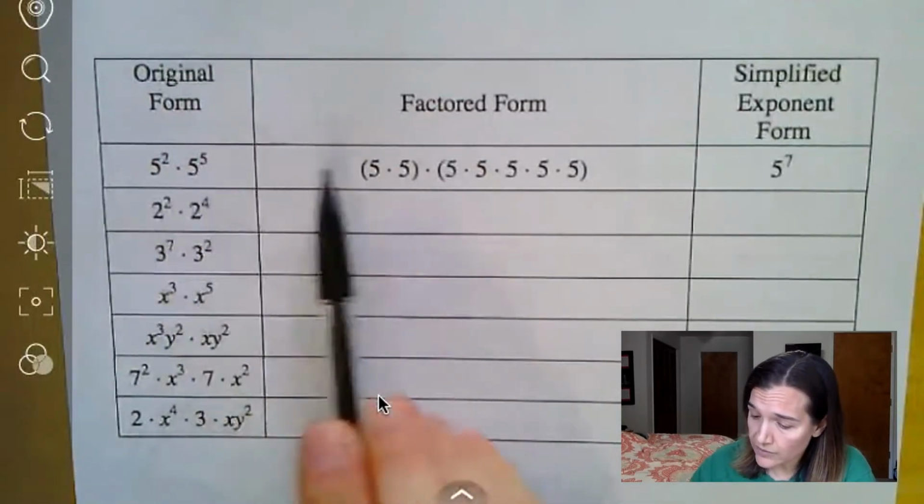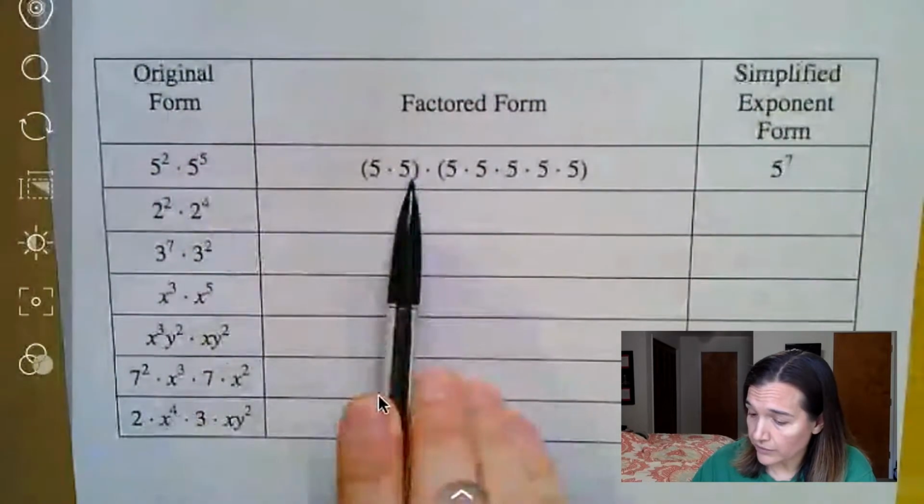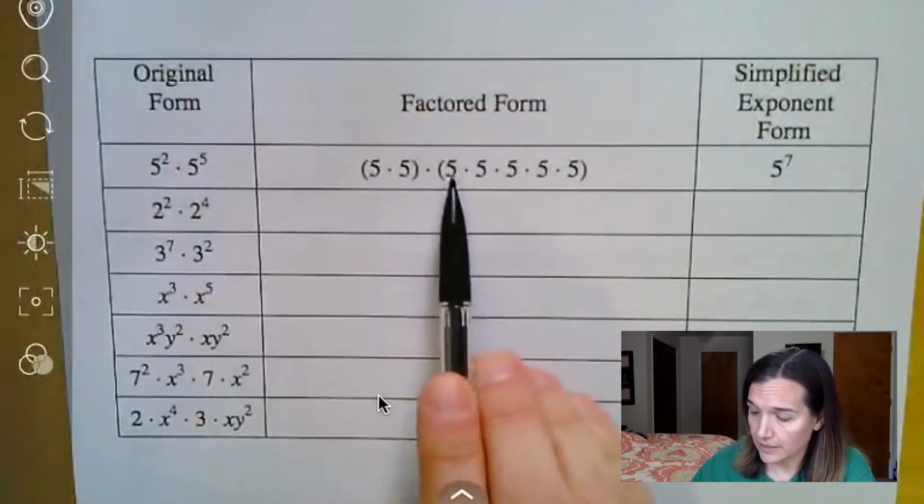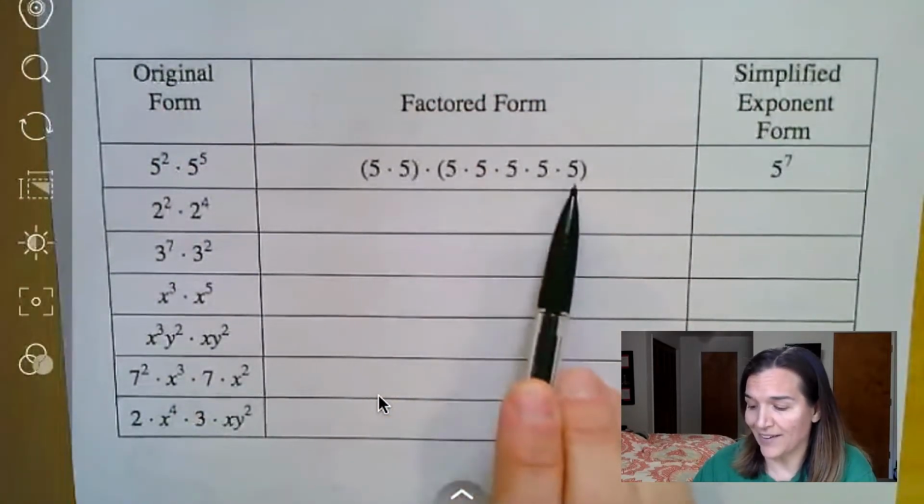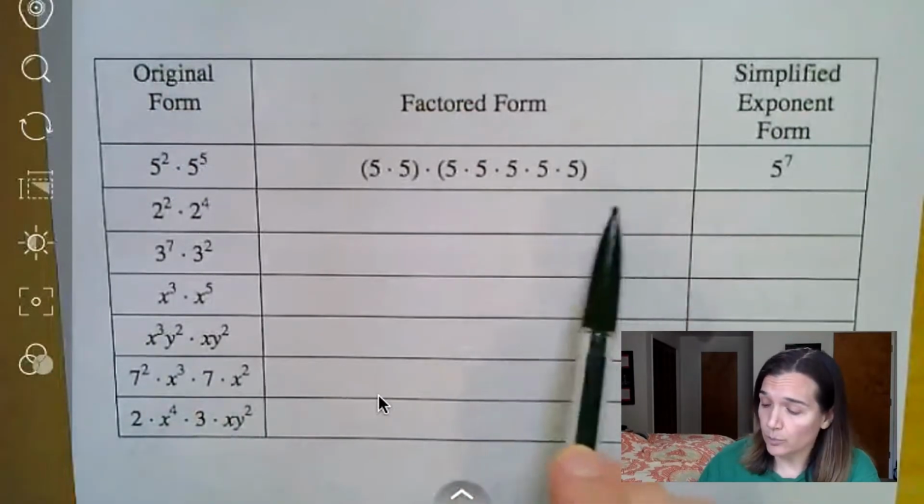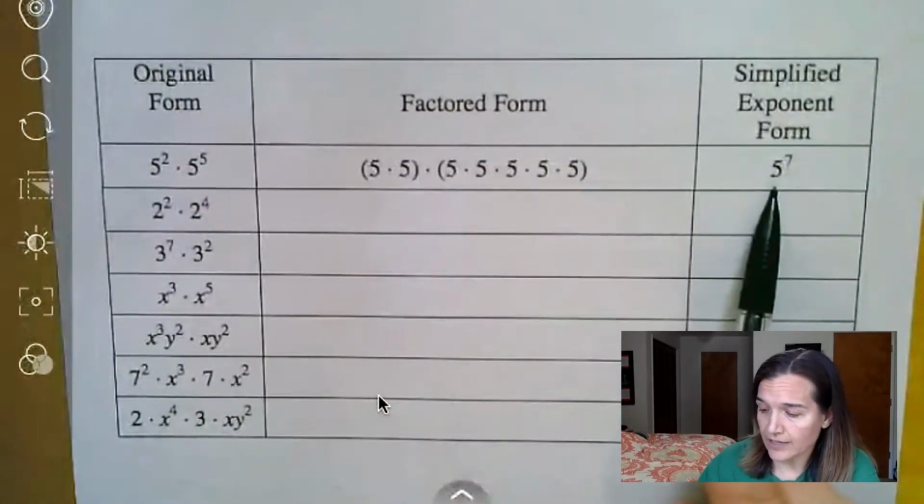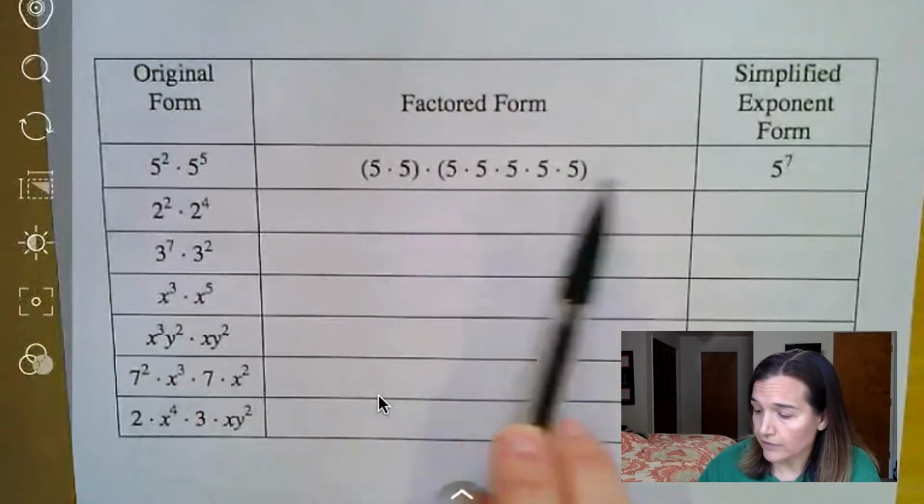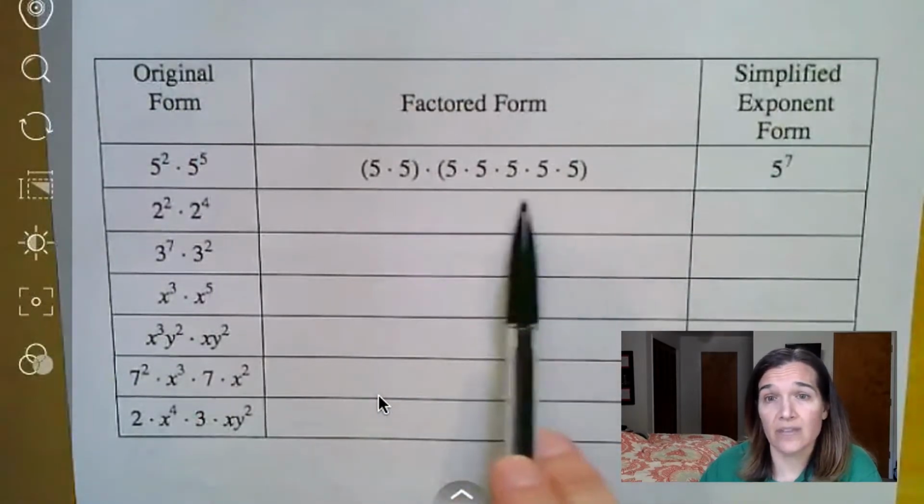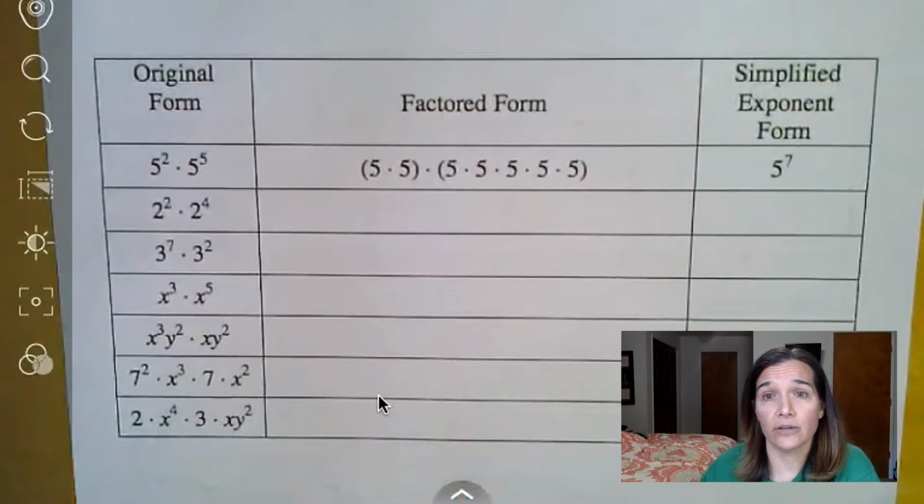And so 5 squared is the same thing as 5 times 5. And 5 to the 5th power is the same thing as 5 times 5 times 5 times 5 times 5. And if you put it all back together in simplified exponent form, that gives you 5 to the 7th power. There are 7 5s being multiplied by each other.